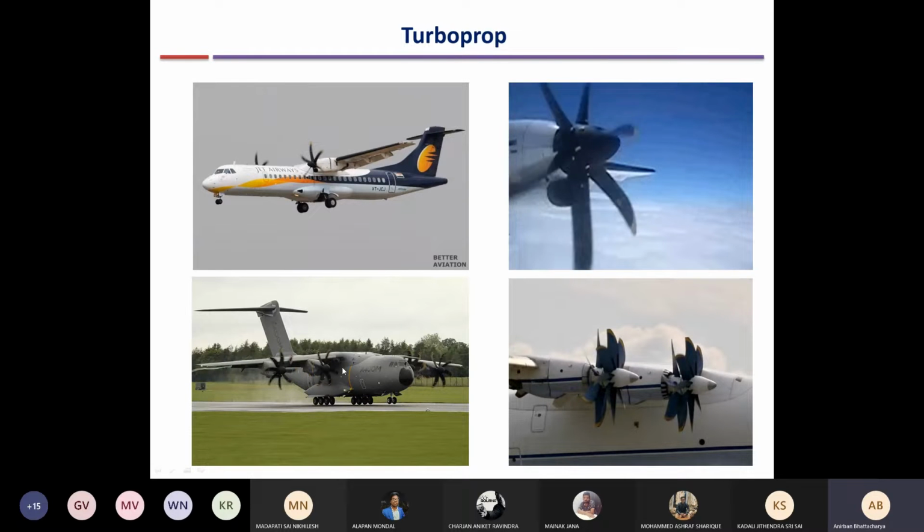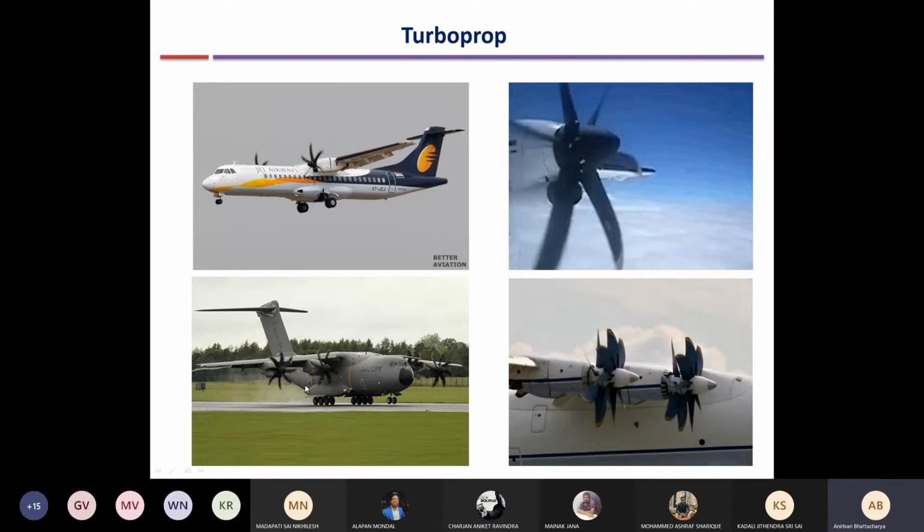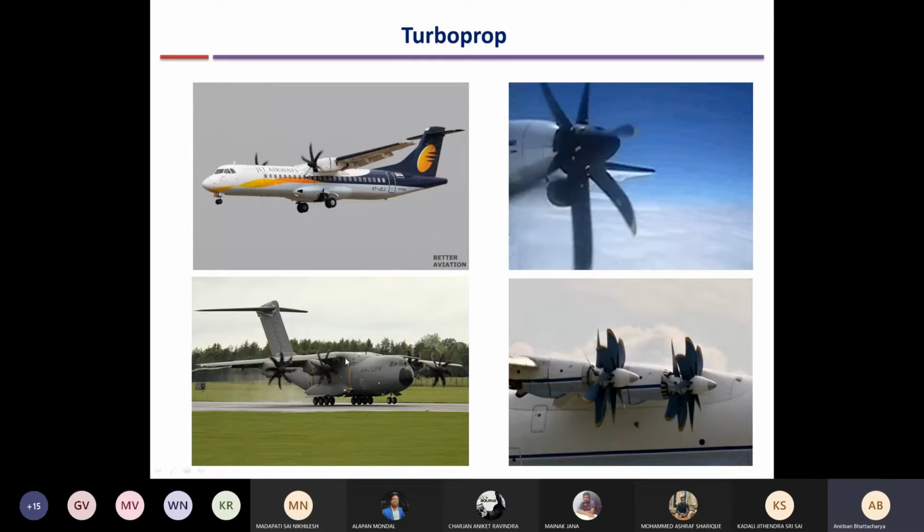You do not need them to operate at supersonic speed, but at low speed you need high efficiency and thrust. In those cases, turboprops are very useful. They are very large. They open from the back and can even carry tanks and other things because of the large cargo space that is present.